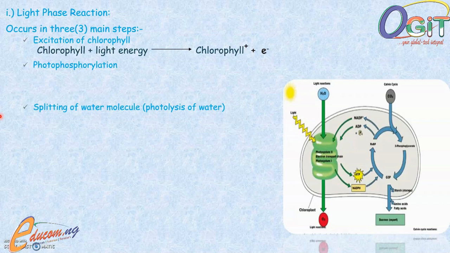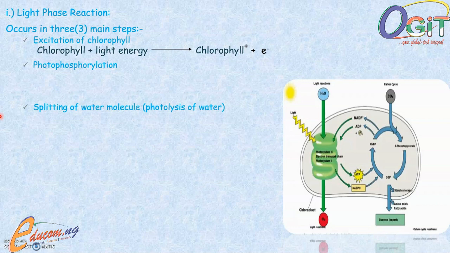This electron will go through a series of steps called the electron transport chain. Through this electron transport chain, we have different levels of energy. As the electron passes through these different energy levels, energy is released, which is used in synthesizing adenosine triphosphate, known as ATP.